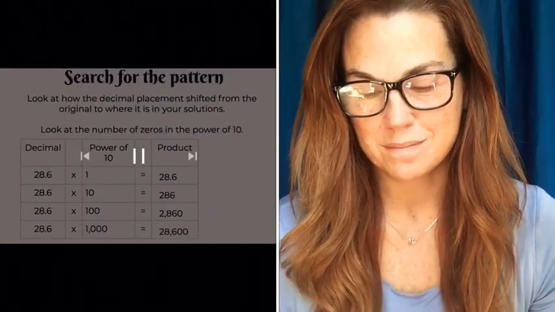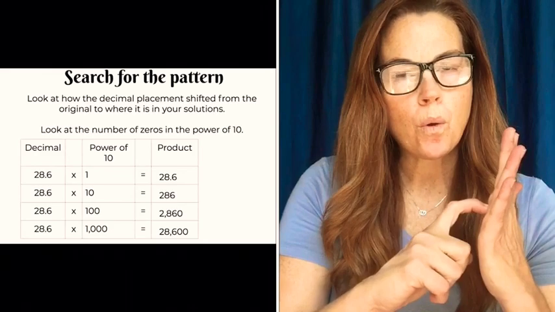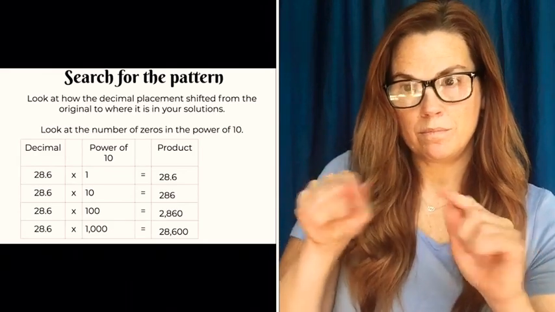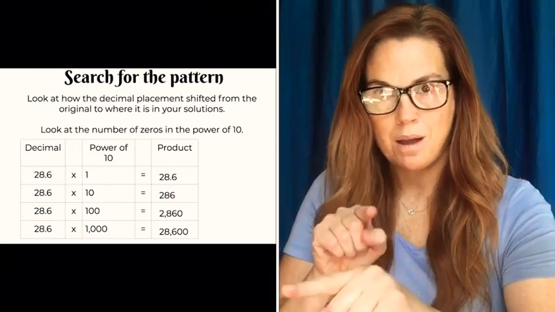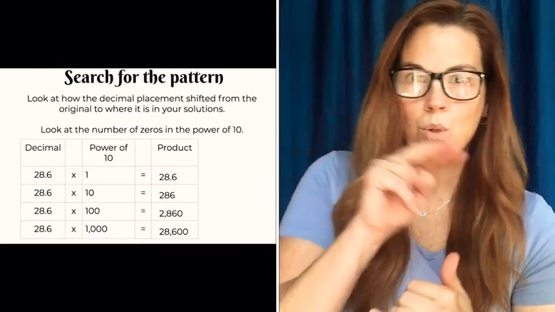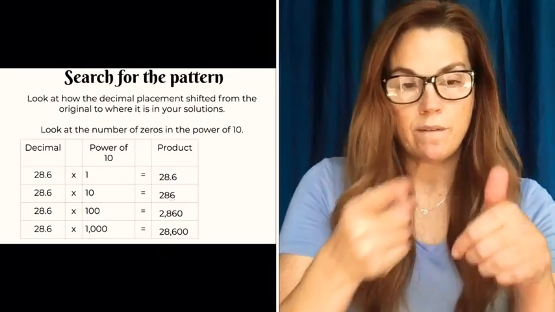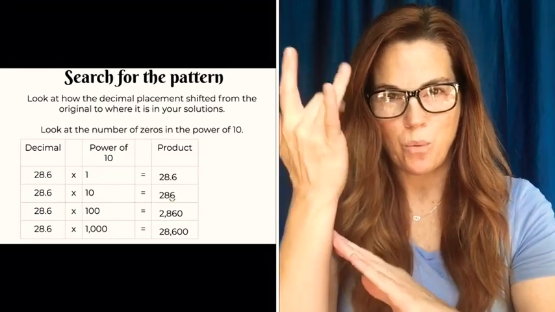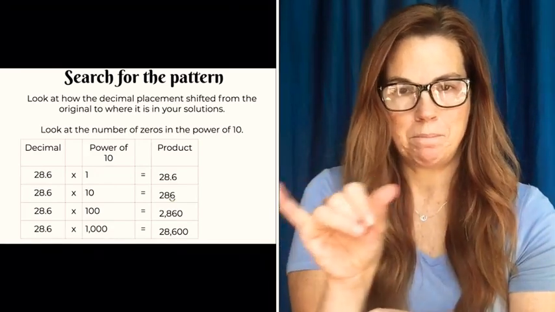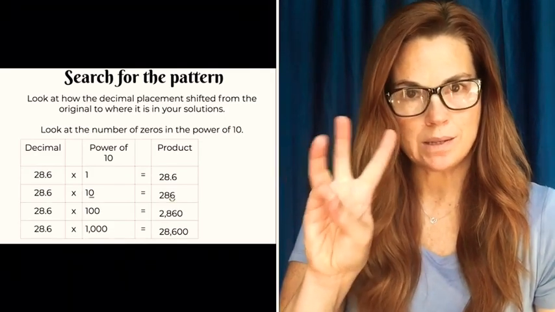Look at how the decimal placement shifted from the original to where it is in your solution. Then look at the number of zeros in the power of 10. For instance, the first row, nothing changed because any number times 1 equals itself. But in the second row, the decimal shifted from 28.6 to simply be 286. And there was 1 zero in the power of 10.